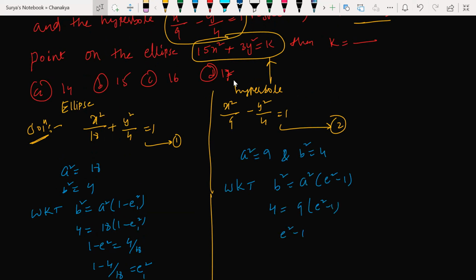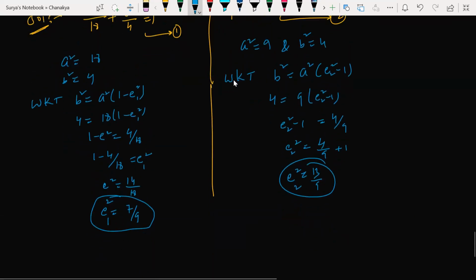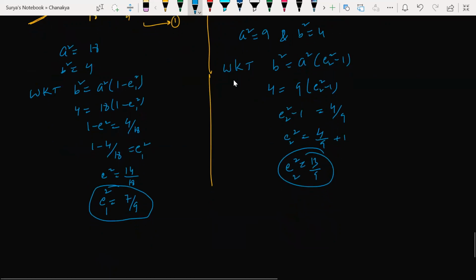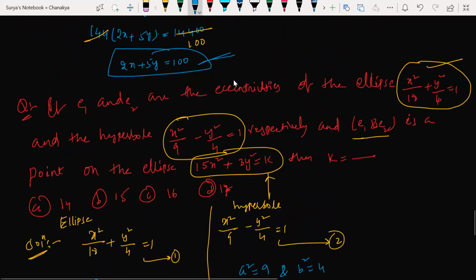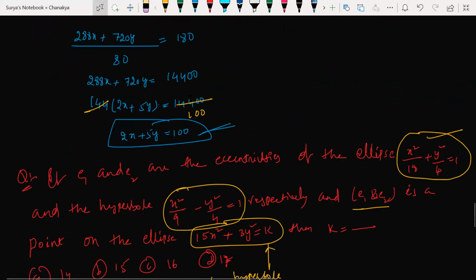So E square minus 1 is equal to what? 4 by 9. So what is the value of E? E square value is what? 4 by 9 minus, I mean plus 1 in fact. So 13 by 9, correct? E square is equal to 13 by 9. Okay, E2 square in fact, E2 square. Okay, 13 by 9, perfect.